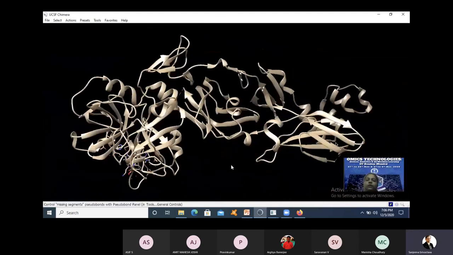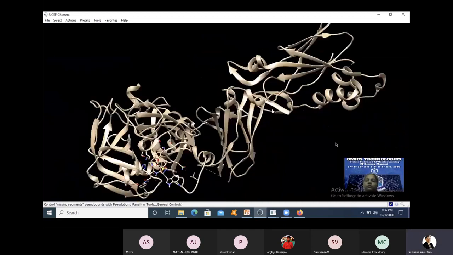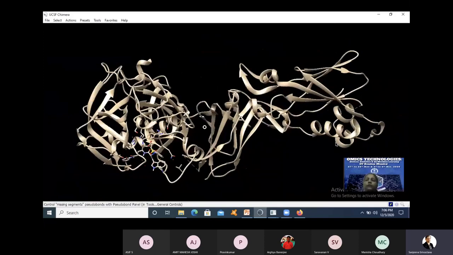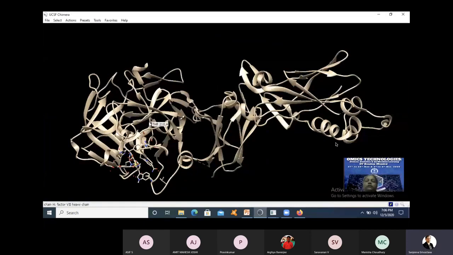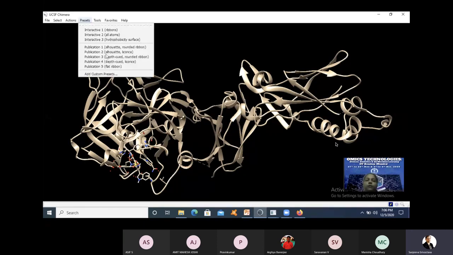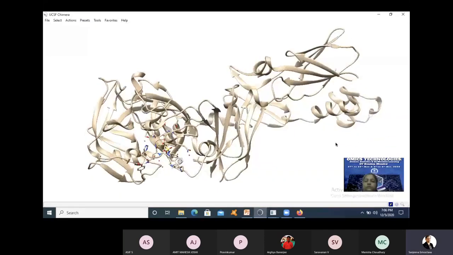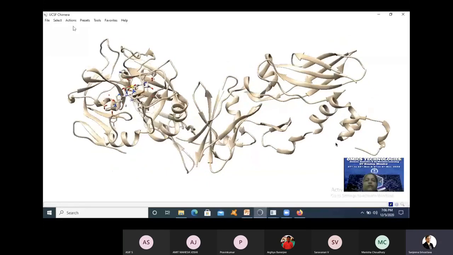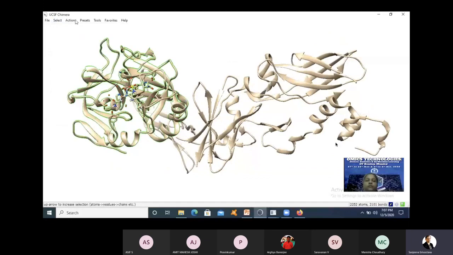The file got uploaded, and this is the protein complex. Here we have the heavy chain, light chain, and the tissue factor. The heavy chain and light chain belong to factor 7a, and tissue factor was the protein that we wanted to dock. I'll just make the background white. Then we can color each chain so that it will be easy for us to differentiate.